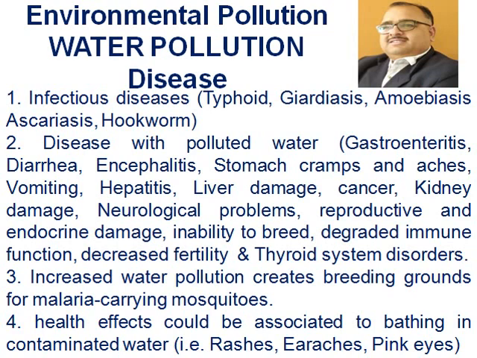Apart from that, there are certain more serious ones, that is gastroenteritis, diarrheal disease, encephalitis, stomach cramps and aches, vomiting, then hepatitis, liver damage, cancer, kidney damage, neurological problems, reproductive and endocrine damage, inability to breathe, then degrading the immune function, decreasing fertility, and disturbing the thyroid system. These are very serious problems which arise due to water pollution.